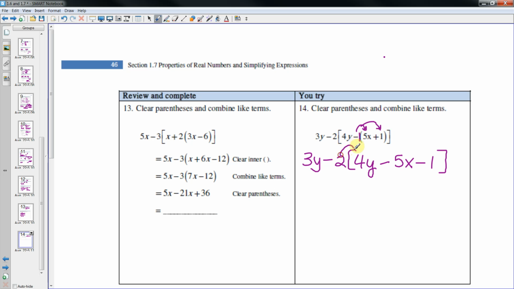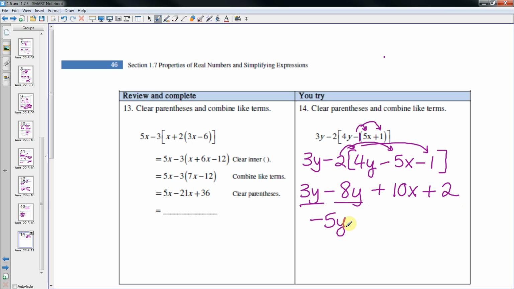So I'm going out here to the 2 and hippity-hoppity in the 2. So 3y minus 2 times 4y would be minus 8y. Minus 2 times negative 5x would give me positive 10x. Minus 2 times a minus 1 gives me plus 2. The only thing I can combine are these y's. The 10x and the 2 are going to stay. So 3y minus 8y gives me negative 5y plus 10x plus 2. And that's as far as I can take it. I can't combine anything else because they're y's and x's. They don't match. So there's your properties of real numbers and simplifying expressions.